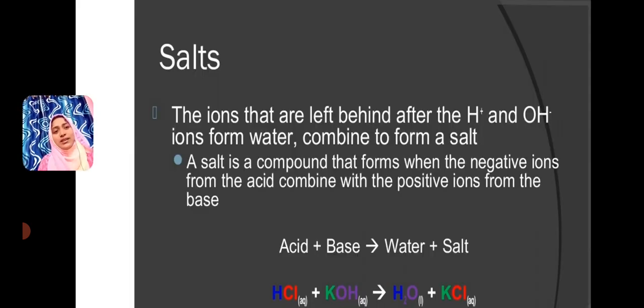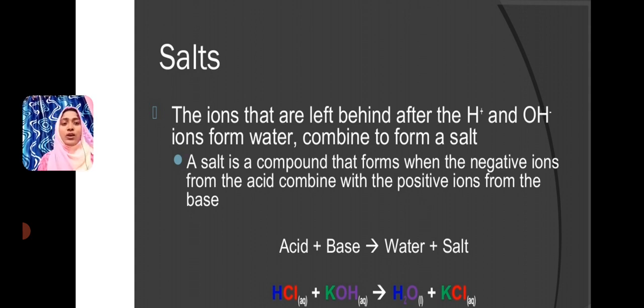And next, salts. You might have seen the main ingredient we use for food is salt, which is present in our life for food purposes, that is sodium chloride. The chemical formula of sodium chloride is NaCl. So, here we can see many kinds of salts in our daily life. What are these salts? They are the ions left behind after the hydronium ion and hydroxide ion combine to form water, which then combine to form a salt.